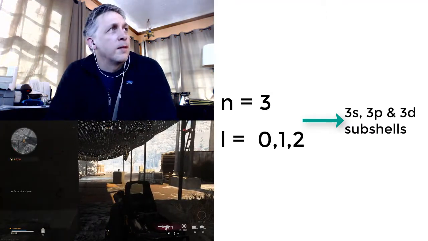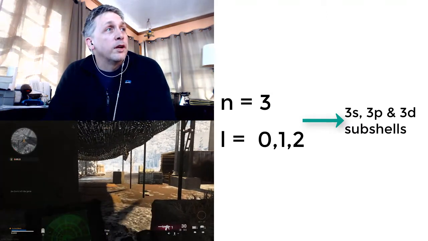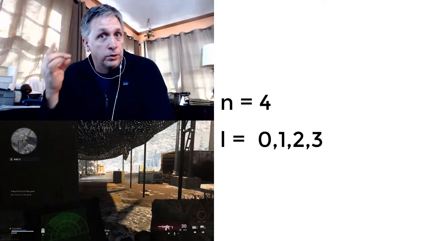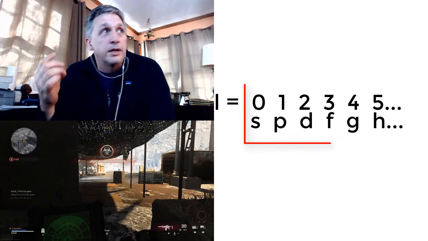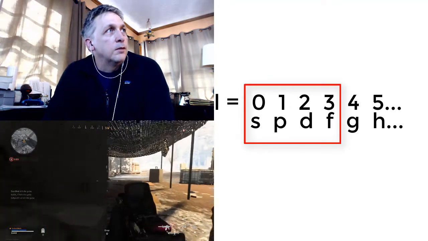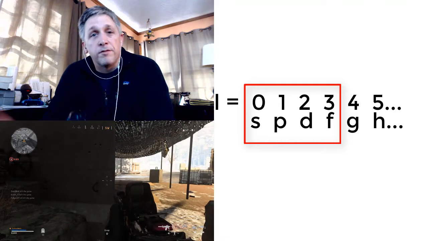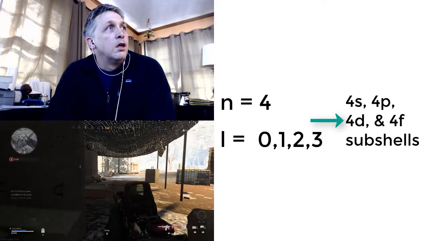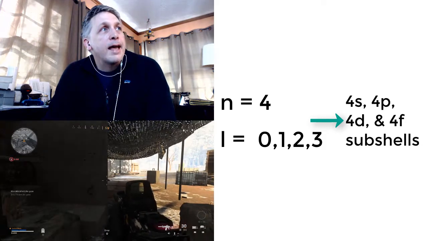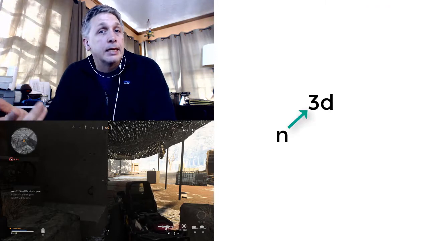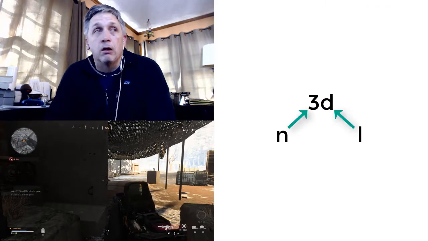One more, why not? When you're in the 4th shell, you've got 4 subshells, 0, 1, 2, and 3, or S, P, D, and F. And if we're talking about the 4th shell, 4S, 4P, 4D, and 4F. So notice that for those number-letter combinations, the number represents the N and the letter represents the L, which is convenient.